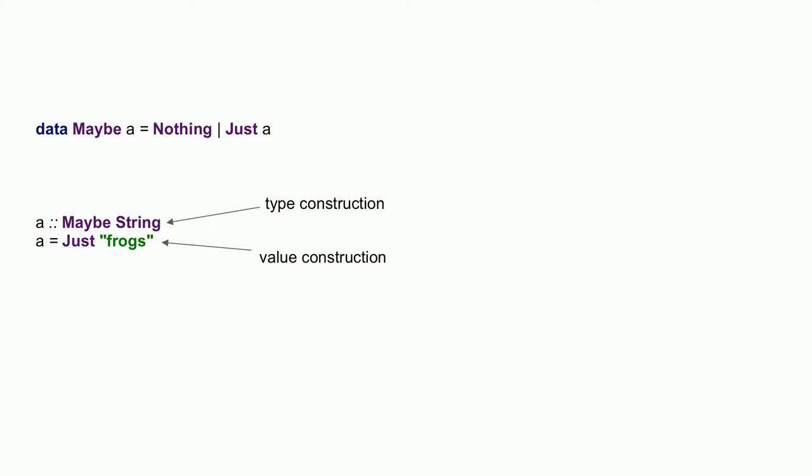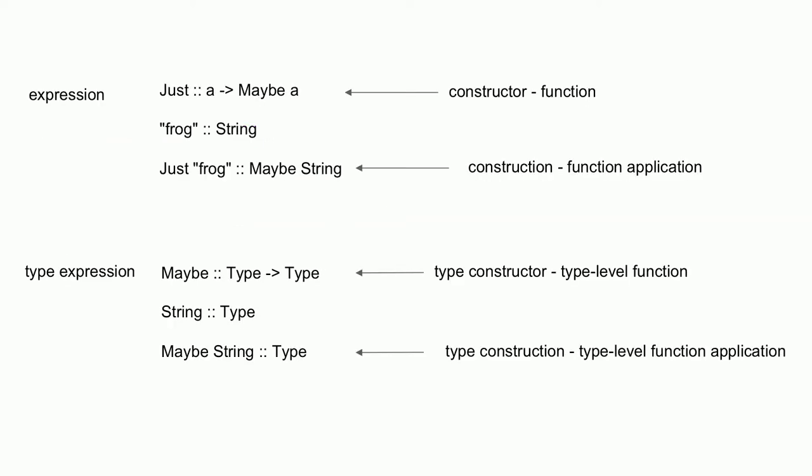There are two parallel things happening here when we're creating a value. There's type construction and there's value construction. And they're kind of the same pattern. It looks like you're calling a function in both cases. So let's look at the parallels between them. When we call Just, the Just constructor is a function. We pass a value to it, and then we get a value out at the end. So we pass in a value, we get out a value.